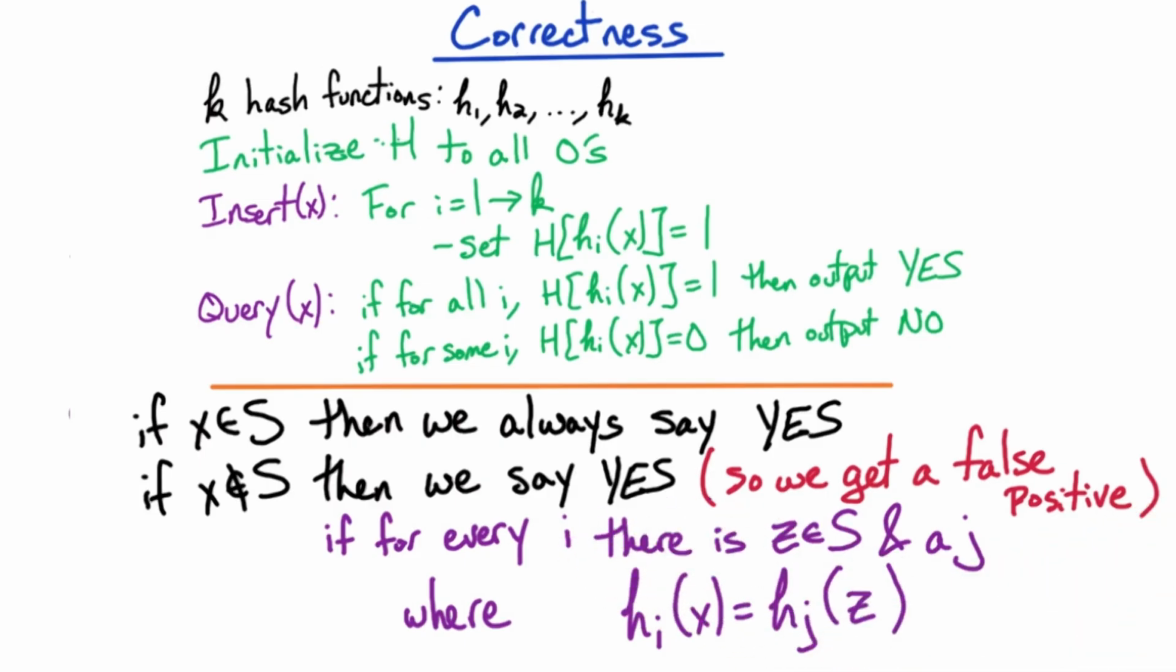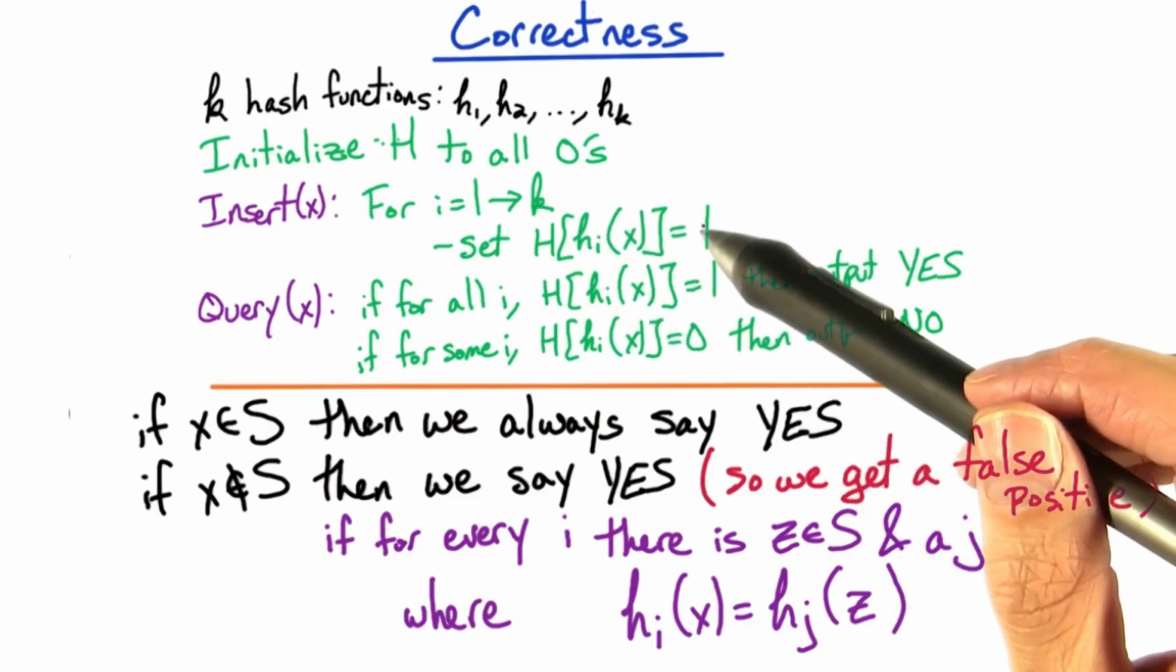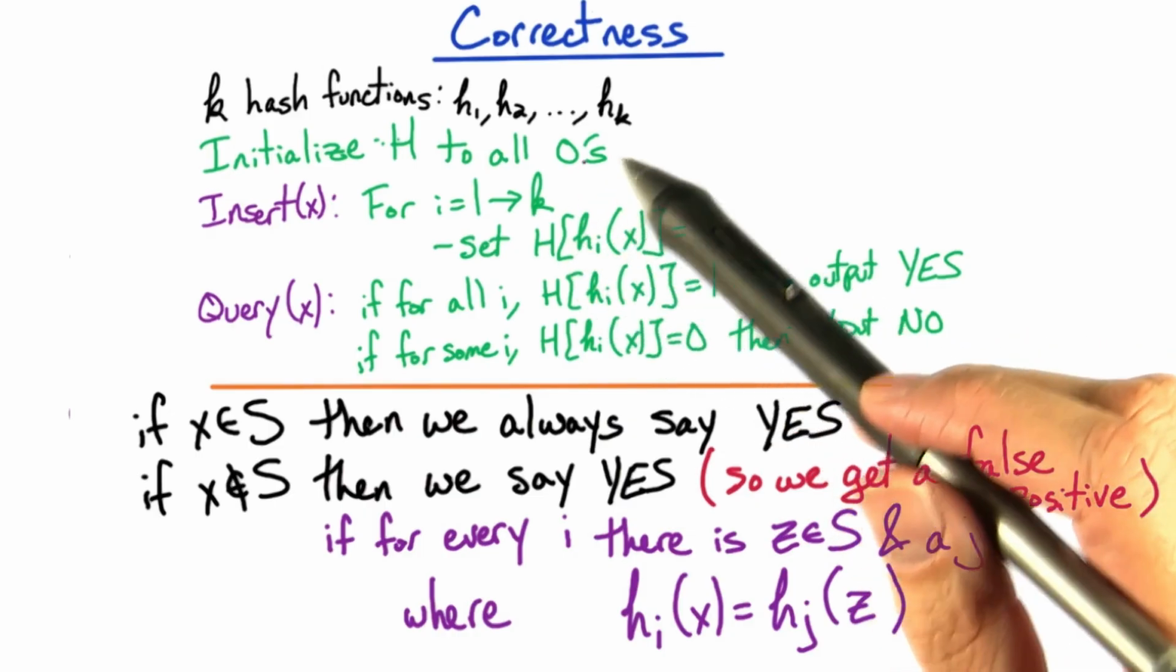So it seems like things improve, that the false positive rate goes down as k increases. But in fact, there's an optimal choice of k. If k gets too large, the false positive rate starts to shoot up again. Why is that? Well, if k is huge, then for every insertion, you're setting k bits to 1. So you're setting many bits to 1 if k is huge.